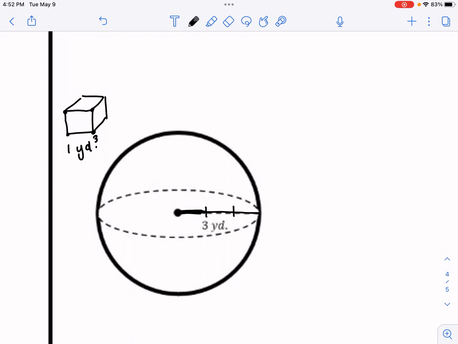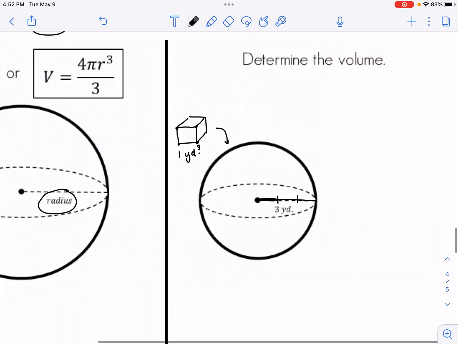We're really just asking ourselves how many of these cubes could fit into this object. Think about it as filled up with water or some type of liquid. How many of those filled up with liquid would it take to fill up a sphere with 3 yards as its radius? So, as we start, always write out the formula. I'm going to use this formula here. So, V equal to 4 pi r cubed divided by 3.